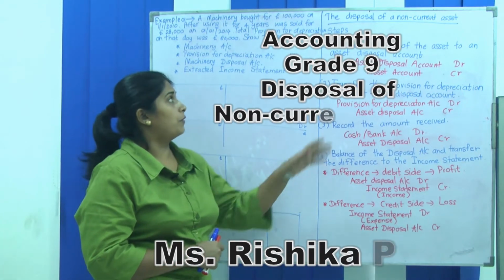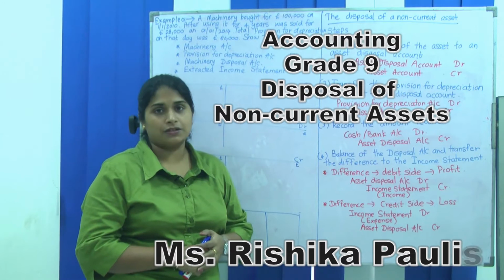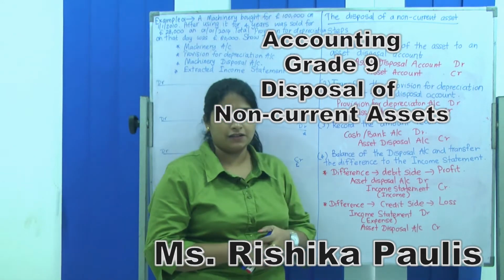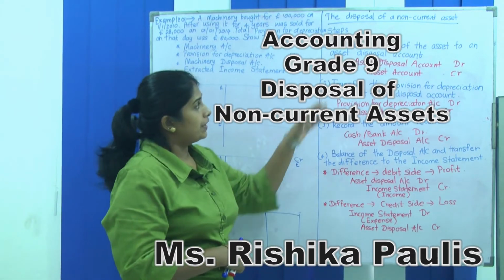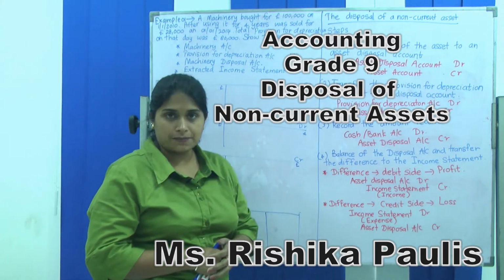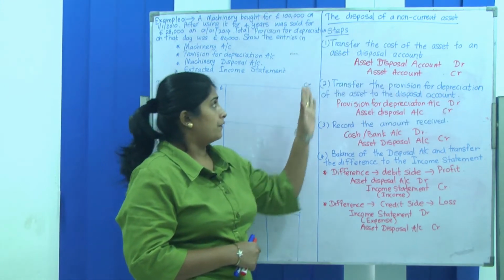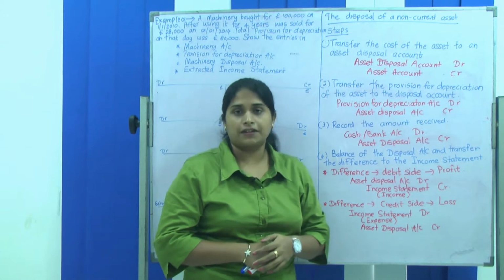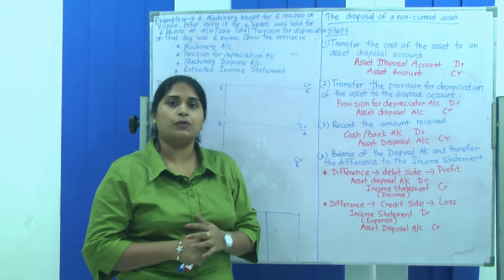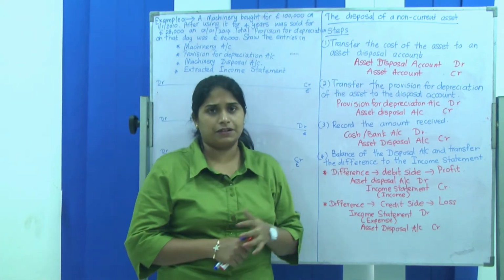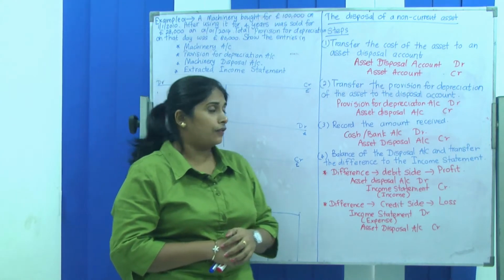In this video I'm going to show you all how to dispose of a non-current asset for grade 9. So these are the steps. There are only 4 steps that you have to follow when you are disposing of a non-current asset. I'll first give you a small explanation of what a disposal of a non-current asset is.